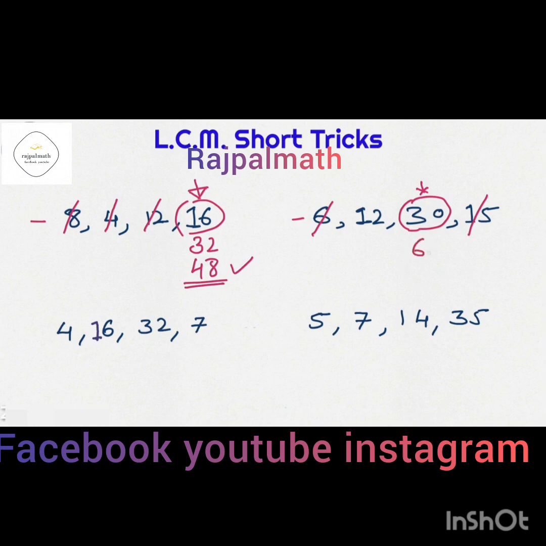So 30 into 2 is 60. So 60 is completely divisible by 12. So I will cancel it out, and 60 is going to be my answer. Easy, isn't it? Let's take the next one.